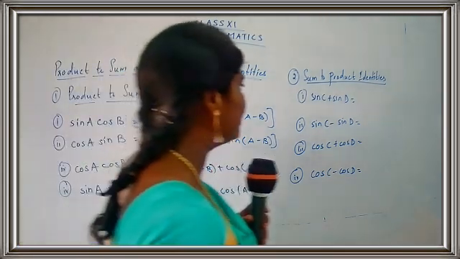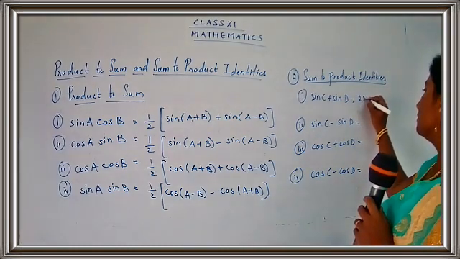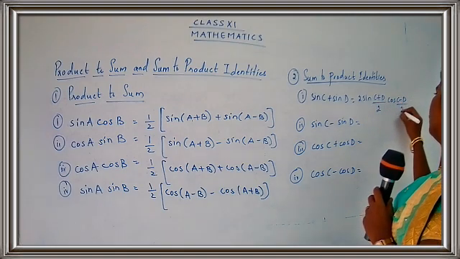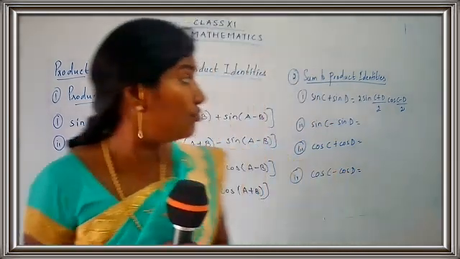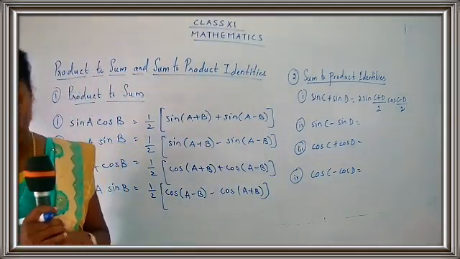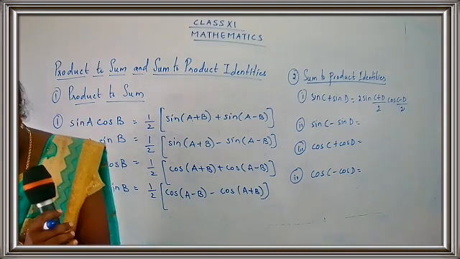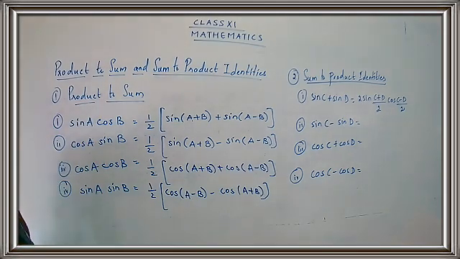You have sin C plus sin D. So when you have sin, the answer is 2 sin C plus D by 2 cos C minus D by 2. You can just refer to page 118. Yes, children? What is the formula for sin C plus sin D? The formula is 2 sin C plus D by 2. Remember to write down upon 2. It's 2 sin C plus D by 2 cos C minus D by 2.